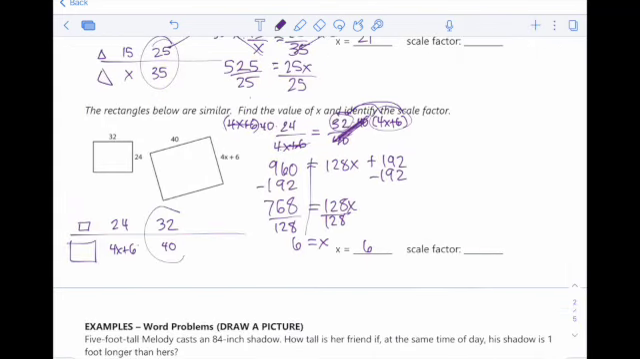Okay, here's my scale factor, 32 out of 40. I already know it's going to simplify to 4/5, but feel free to type that in your calculator.